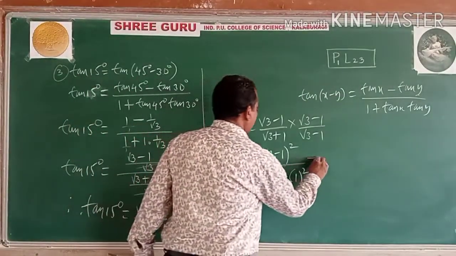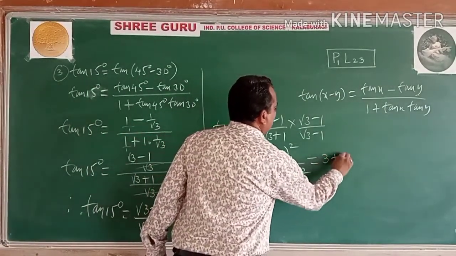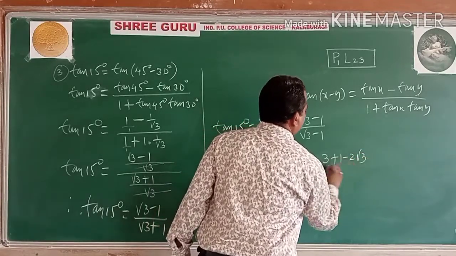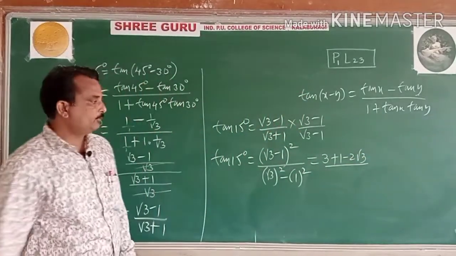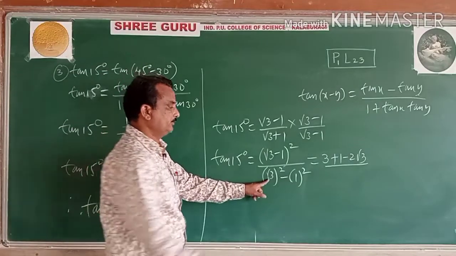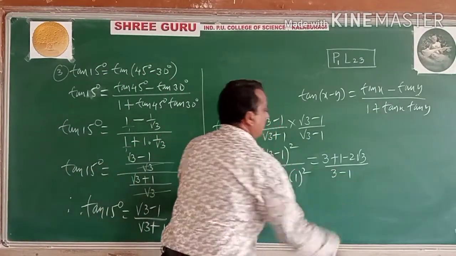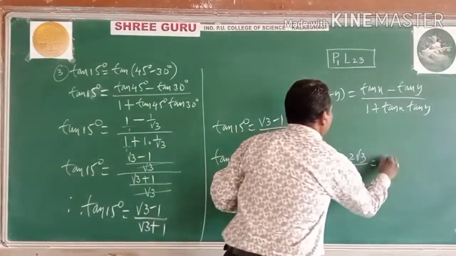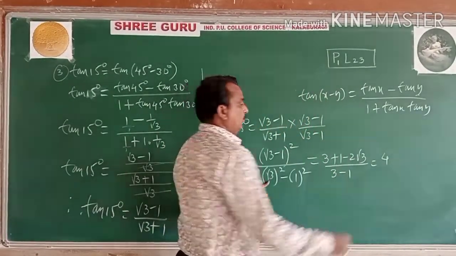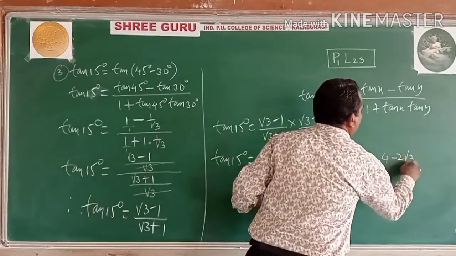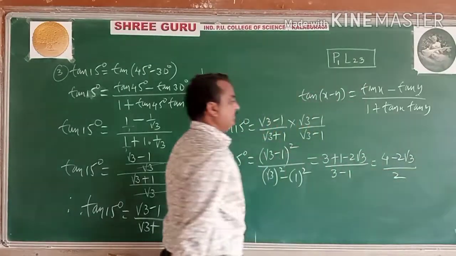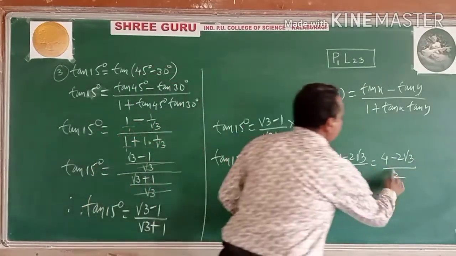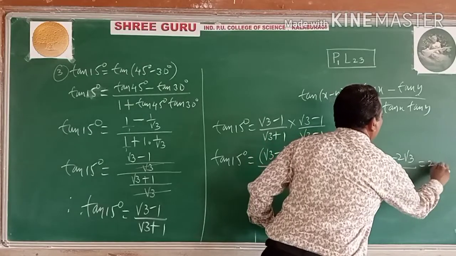See how much it becomes? a² plus b² minus 2ab, a² plus b² minus 2ab. This is (√3 minus 1)², and 1². How much in the denominator? 2 it is. So see how much it is? 3 plus 1, 4 it is. 4 minus 2√3 divided by 2 it is. So therefore, simplify this one, separately divide, it is 2 minus √3.